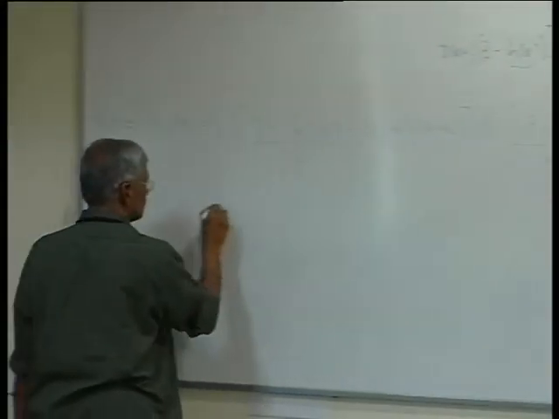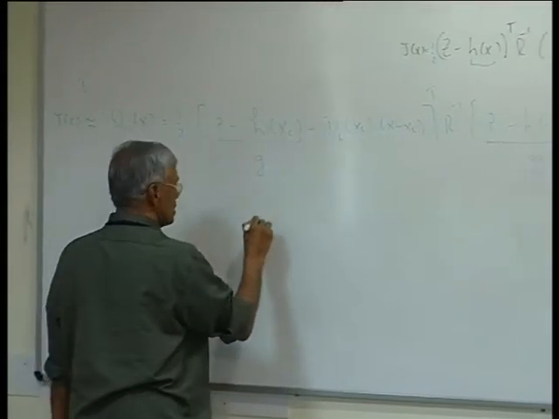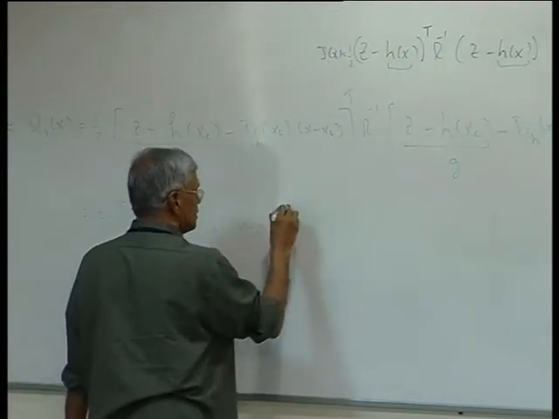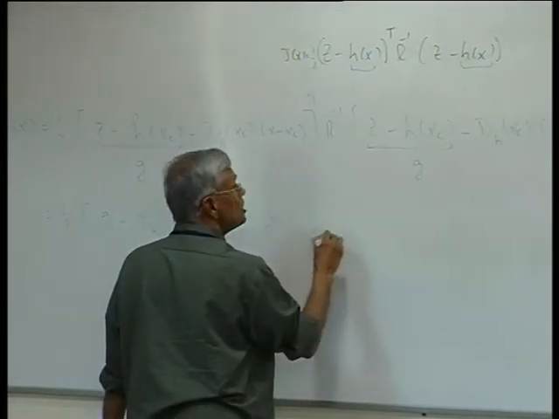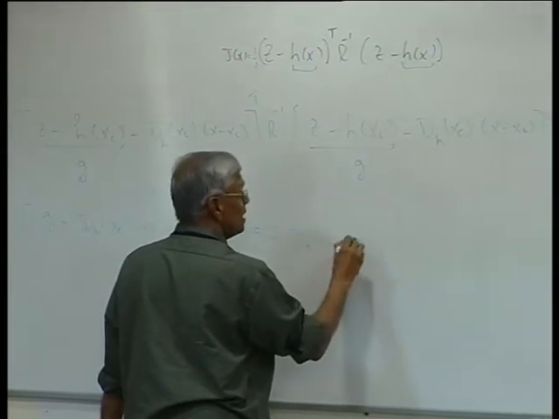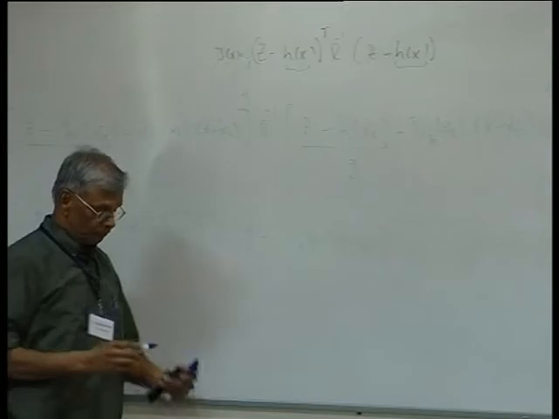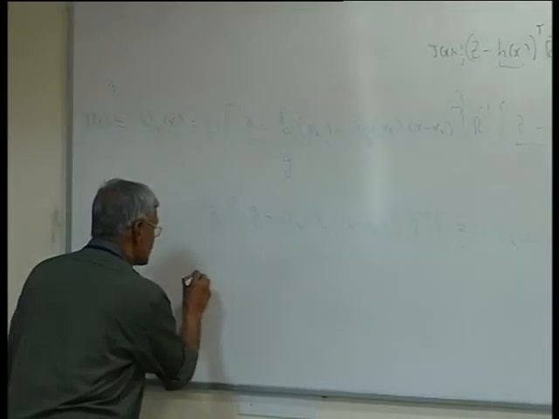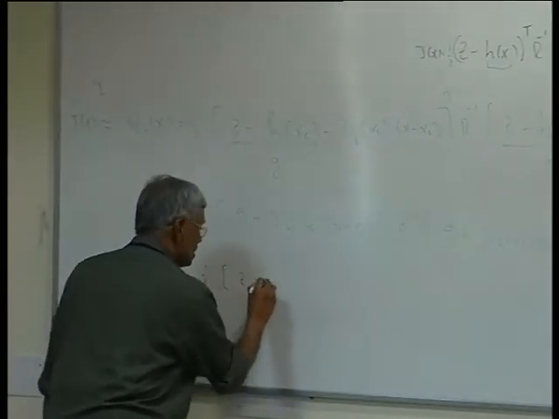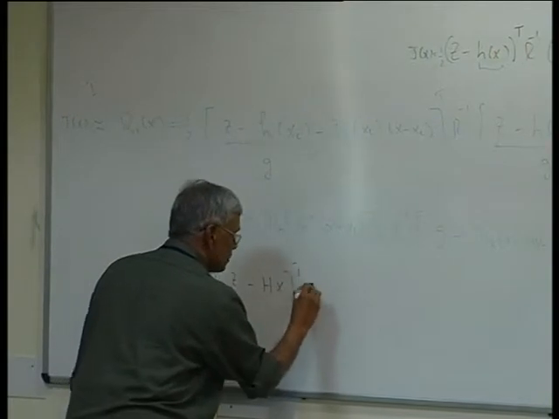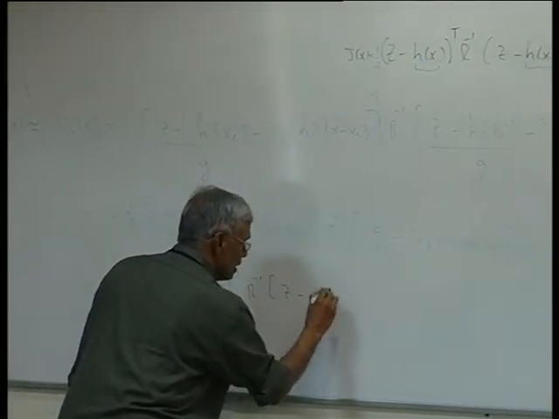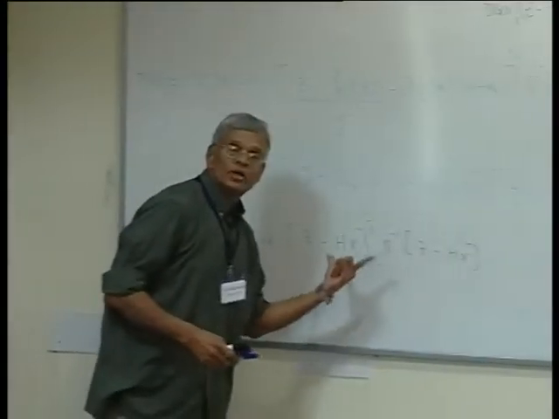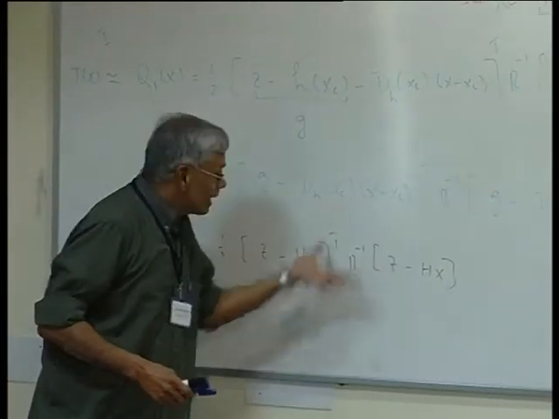So this is equal to 1/2 of (g minus dh xc (x minus xc)) transpose R inverse (g minus dh xc (x minus xc)). The aha comes right here. What did we have last class? We had last class 1/2 of (z minus h of x) transpose R inverse (z minus h of x). You remember that, please? And my claim is that if you know how to do this, you already know how to do this. Why? Let us see the analogy now.